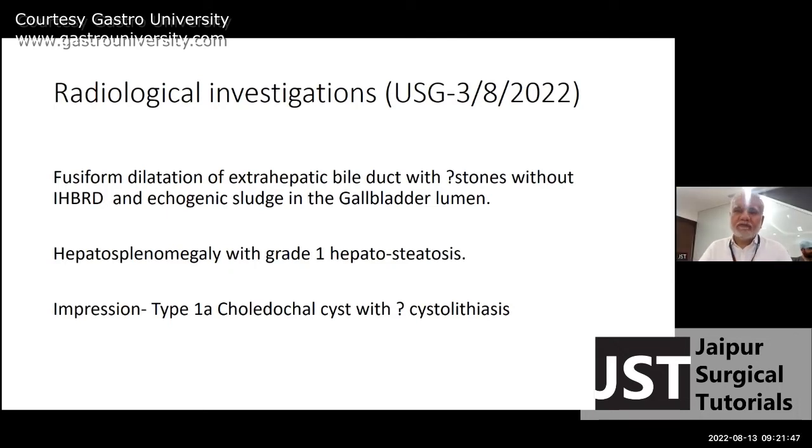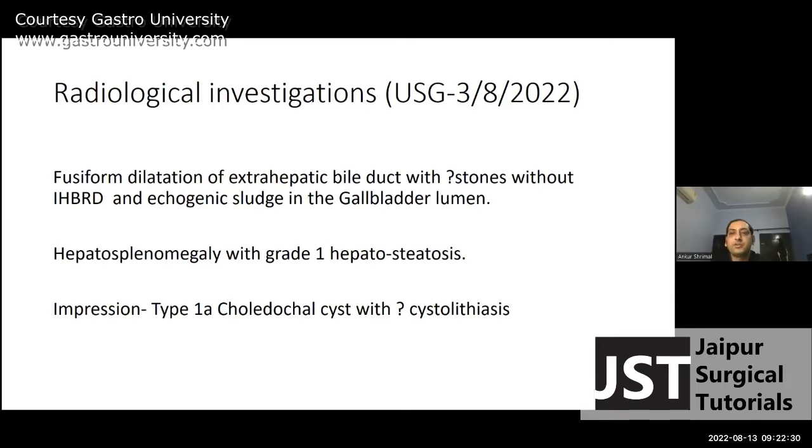Do you agree with their impression? Why is there splenomegaly? Sir, maybe because of this obstructive jaundice, portal hypertension is developing. So first, do you agree with their diagnosis that this is a choledochal cyst? On ultrasound, how do you diagnose choledochal cyst?